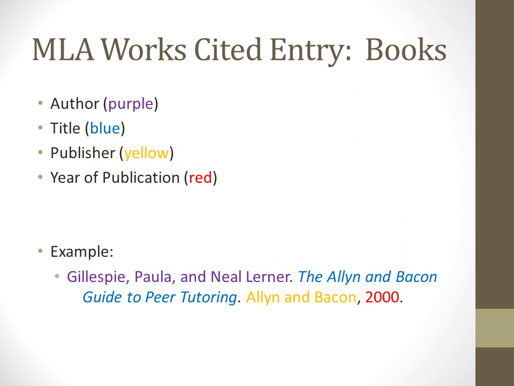Once you have found the information you need for your works cited entry, it's very important that you put that information in MLA style. You need to pay very close attention to punctuation and spacing and the order that the information goes. This is an example for you that is color-coded for how to do a book entry into a works cited. You notice that the author is in purple. In this example, you have two authors. The title of the book is in blue and it is italicized. The publisher of the book can be found on the cover page inside the cover of the book, and the publisher is in yellow and the year of publication is in red.